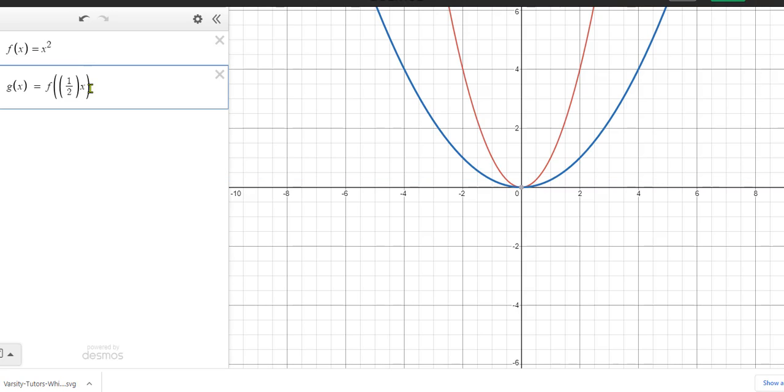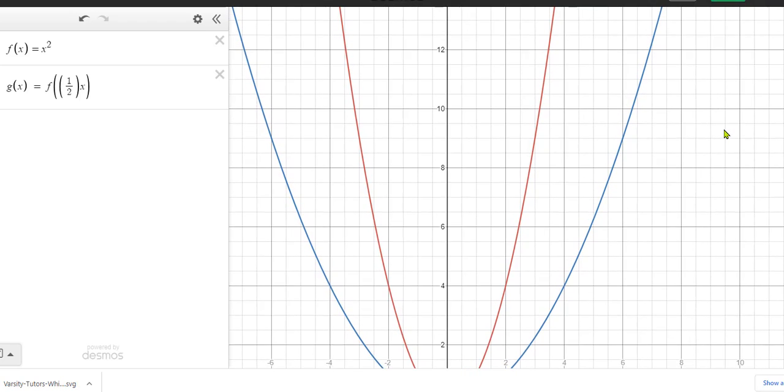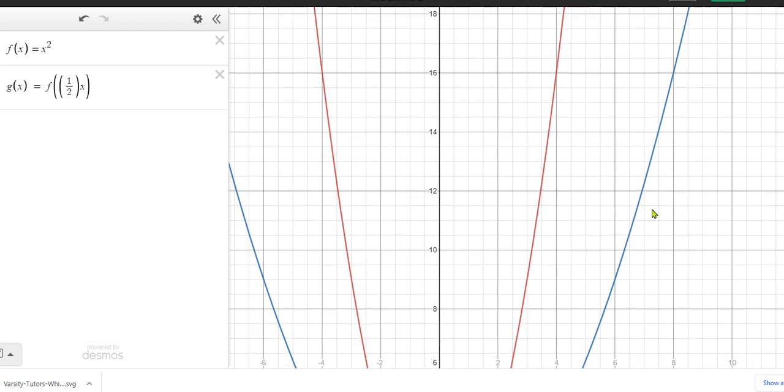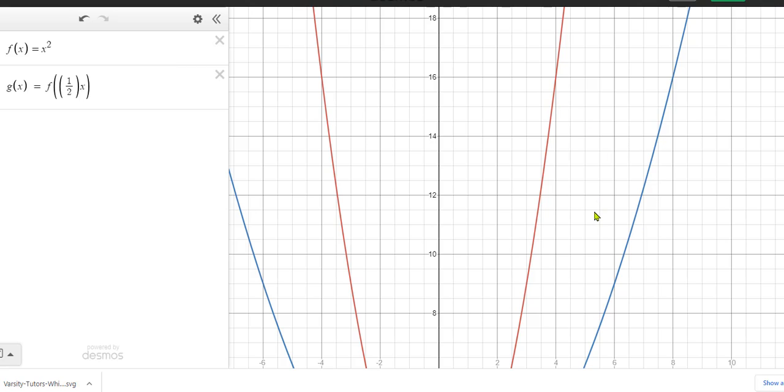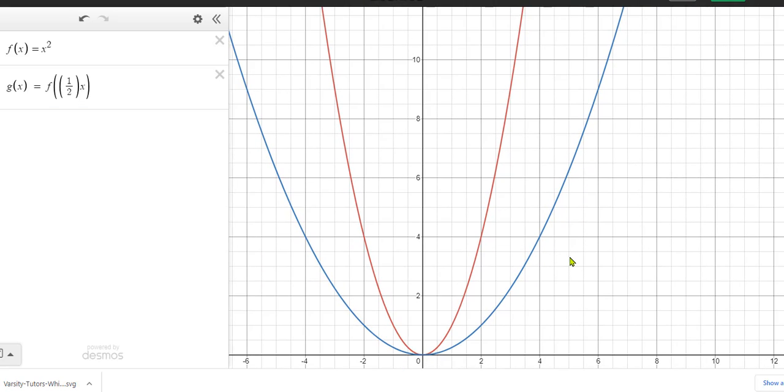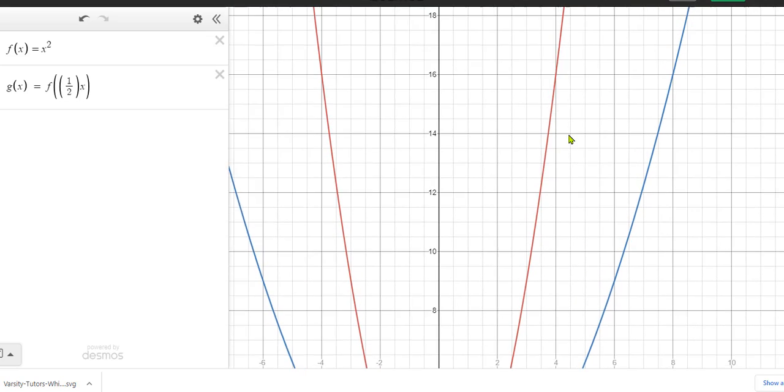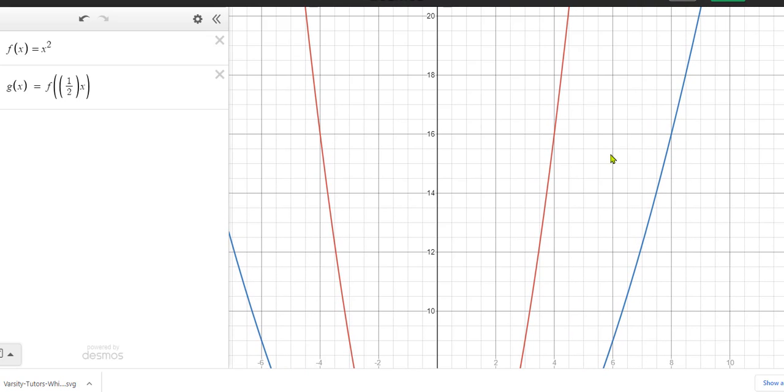And you see the blue graph, how it is twice the width. So this was 2, this goes out to 4. This was -2, goes out to -4. Let's do an obvious point here. This point here, that was 4, so this goes out to 8, etc. So you can see again that it is widened by twice its original width.